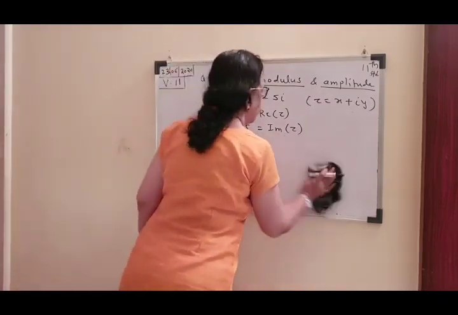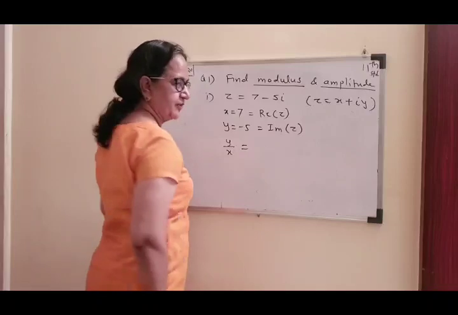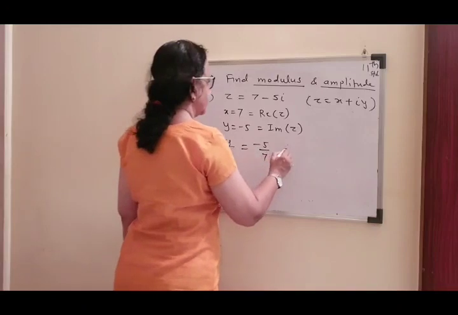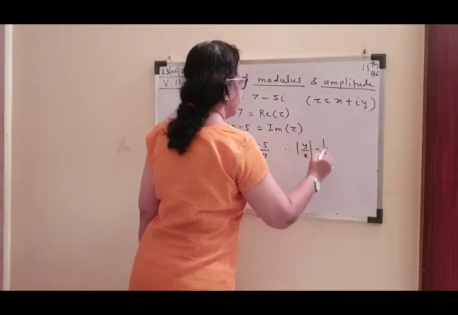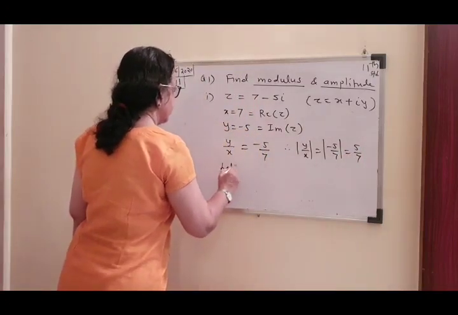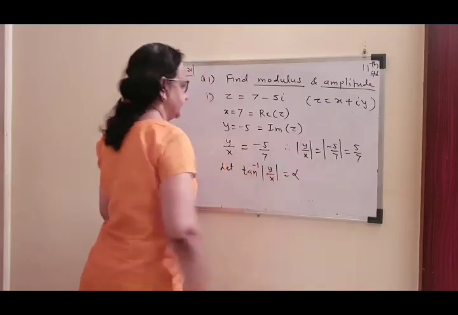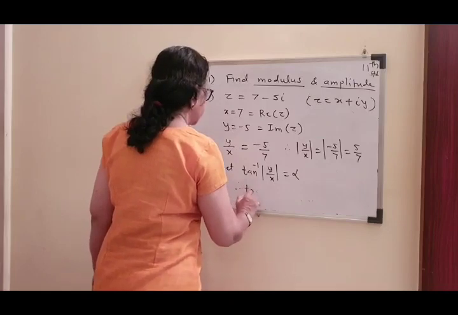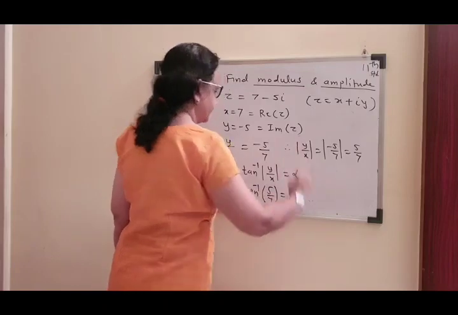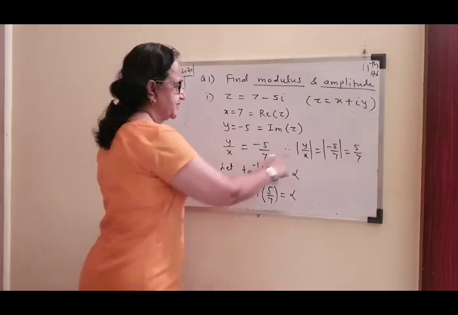Let us now find the amplitude. For amplitude I told you, you have to find y upon x. Consider y upon x. Y is minus 5, x is 7. Then take mod. Therefore mod of y upon x will be mod of minus 5 by 7, which is 5 by 7. And let tan inverse of mod y upon x be called alpha. Therefore, tan inverse of 5 by 7 is alpha.